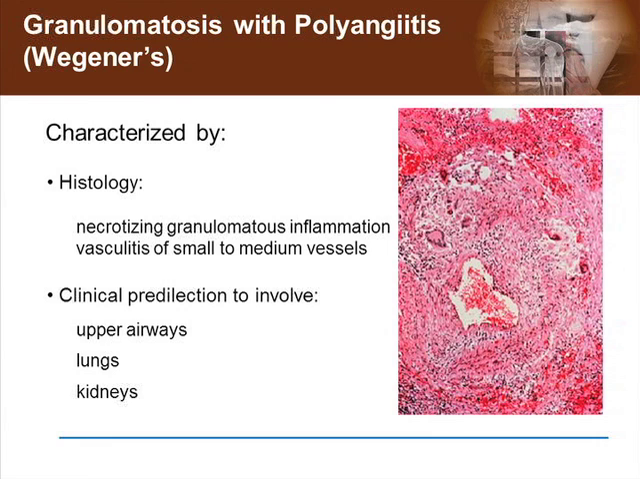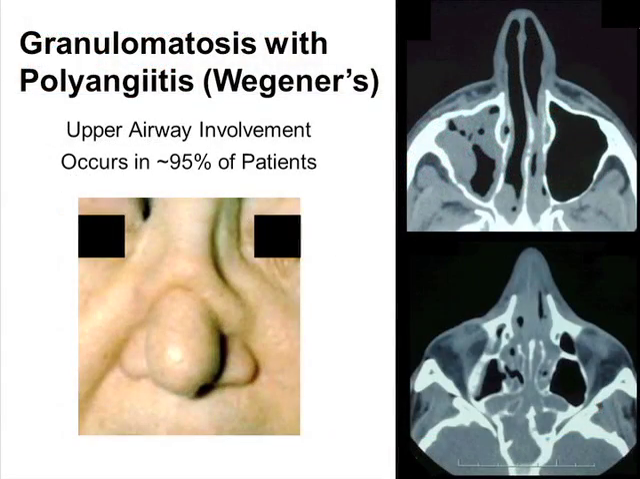This is seen in combination with a clinical predilection to involve the upper airways, lungs, and kidneys. In focusing more on these clinical features, we can see that upper airways involvement occurs in upwards of 95% of these patients. This is something we can appreciate in the office by inspection of the nasal mucosa, which often reveals an ulcerated, bloody, or cobblestoned appearance.